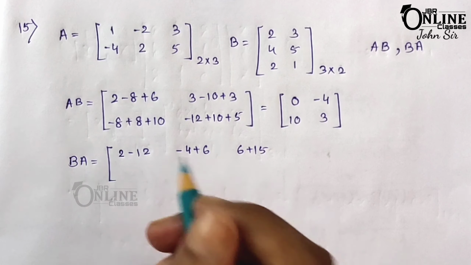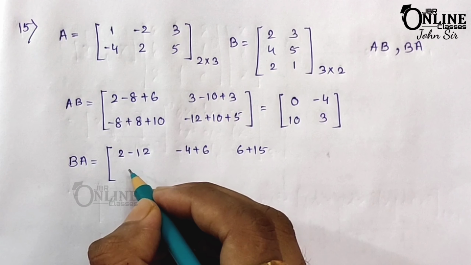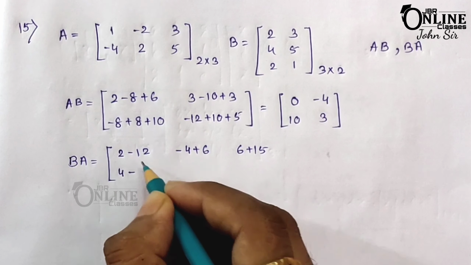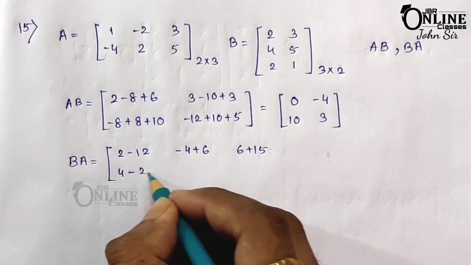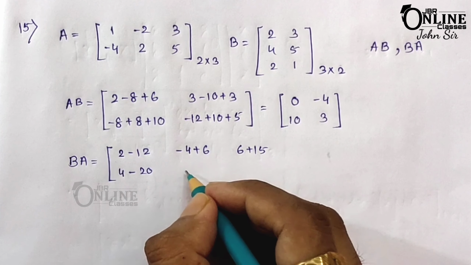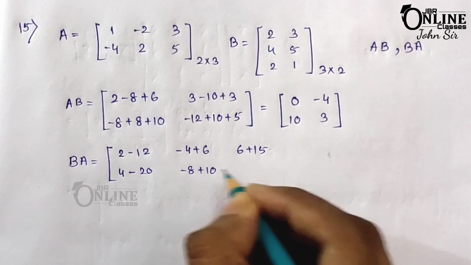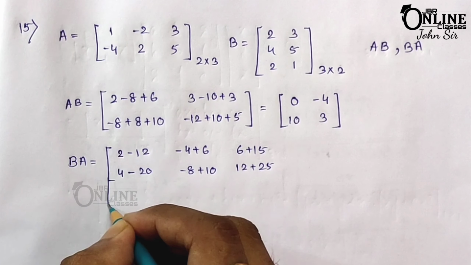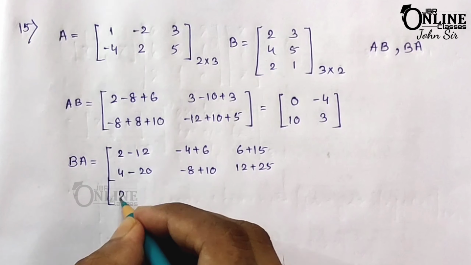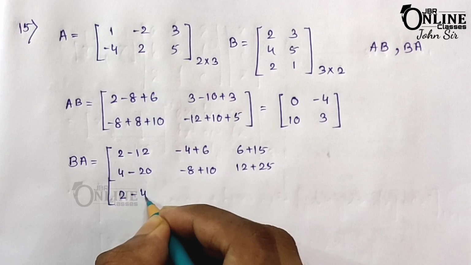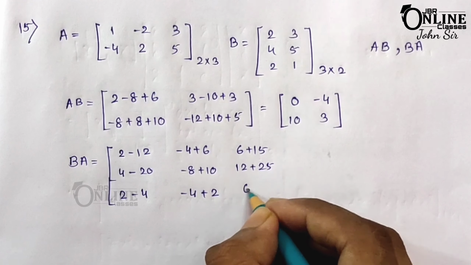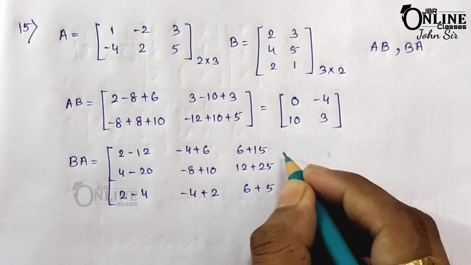Okay, now the next one, here the next one 4 into 1, and then plus, it will be minus, because 5 into 4, that equal to 20. After that minus 8 plus 10. After that 12 plus 25. Now the third row, here 2, and that will be minus 4, then minus 4 plus 2, and the last one will be 6 plus 5.